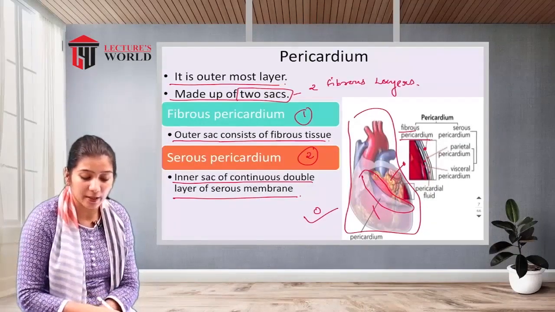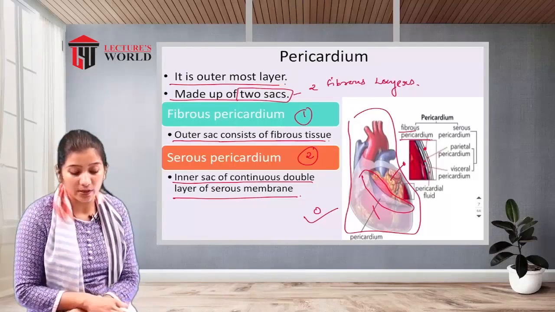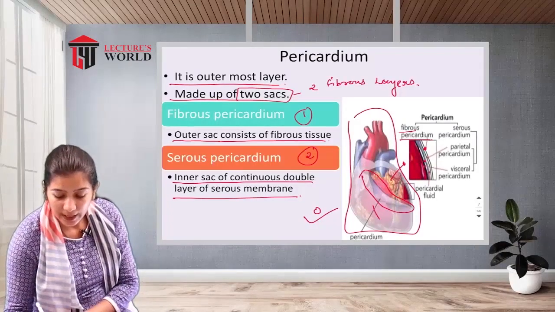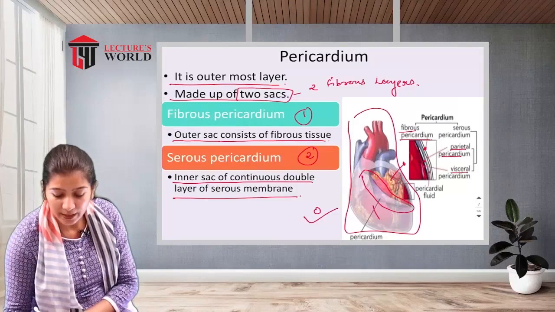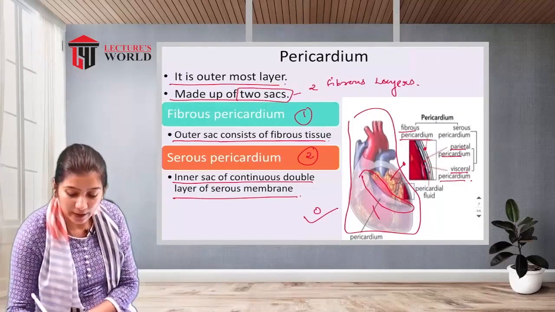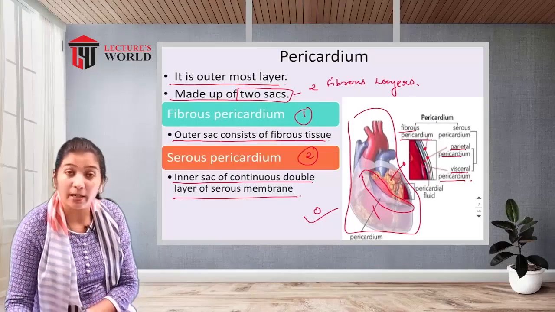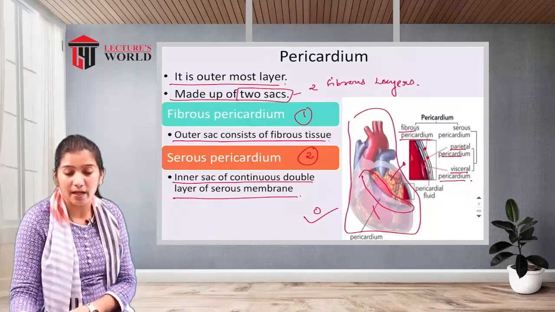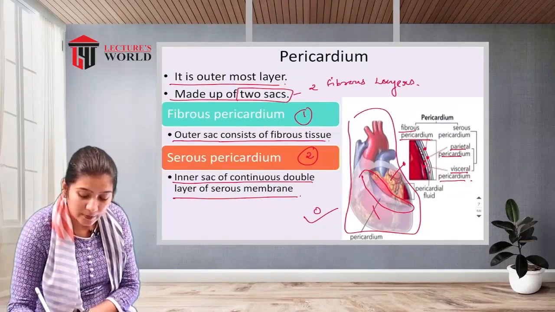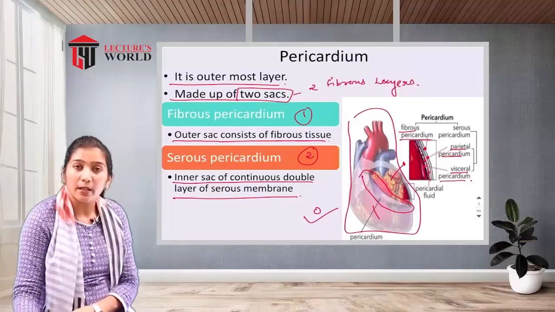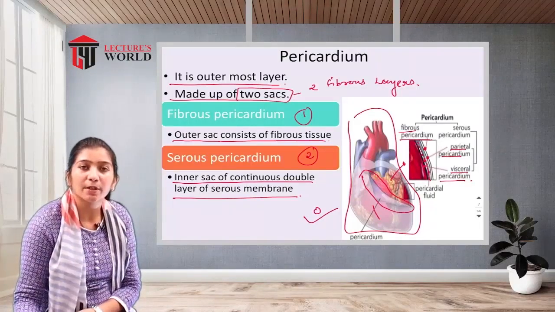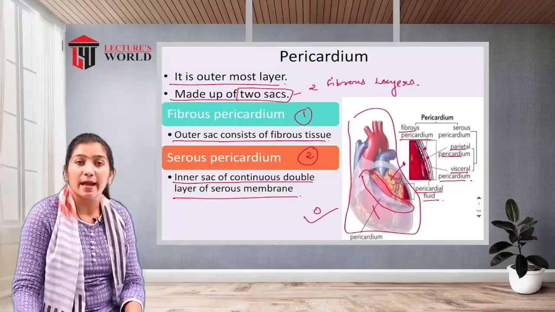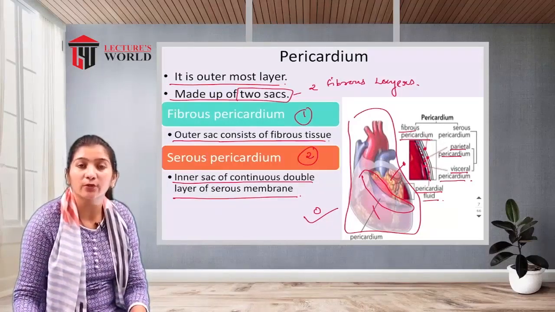Now serous pericardium is the inner sac of the continuous double layer of the serous membrane, which is divided into two types, that is parietal pericardium and the visceral pericardium. Okay, there are two layers here, that is a parietal pericardium, and here that is a visceral pericardium. So between this the fluid is present. Between the parietal pericardium and visceral pericardium there will be the presence of fluid, which is known as pericardial fluid, and that fluid is helping the heart with protection from the friction.